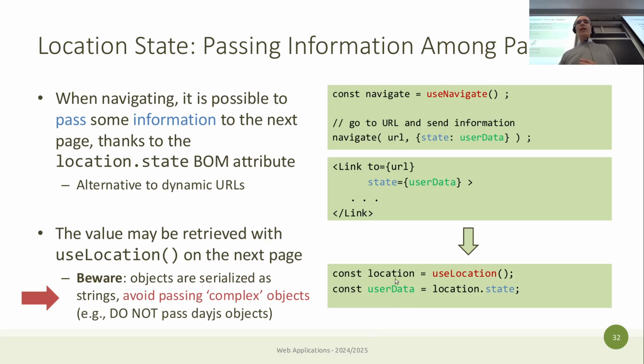And you can get this information on the receiving side. So basically, in the function of the component that is rendered by the new URL, with useLocation, again another function provided by the React Router library. This useLocation returns an object, and there's a property inside this object, .state, that gives you access to what you passed through navigate. Okay?